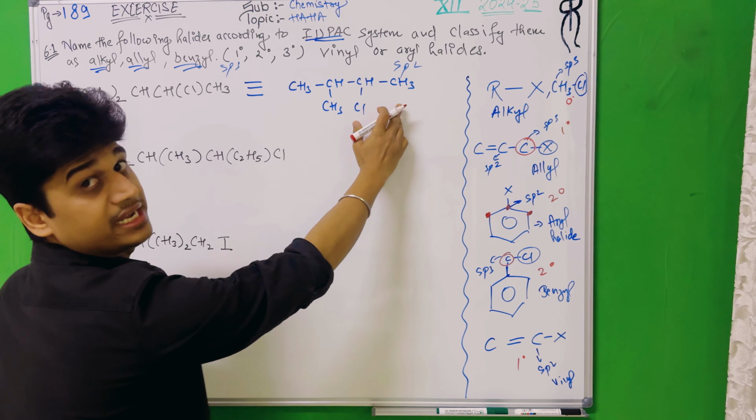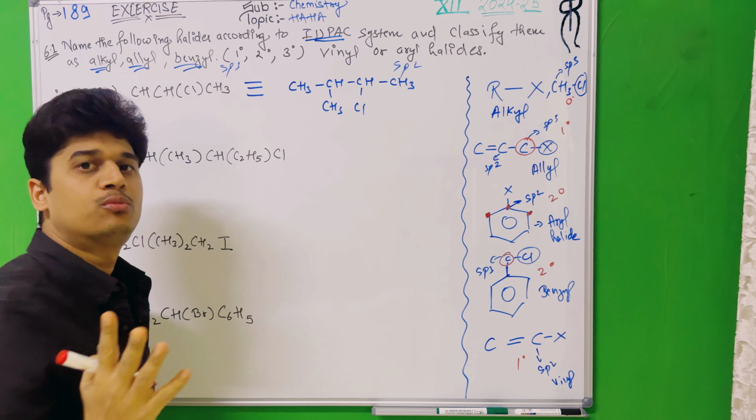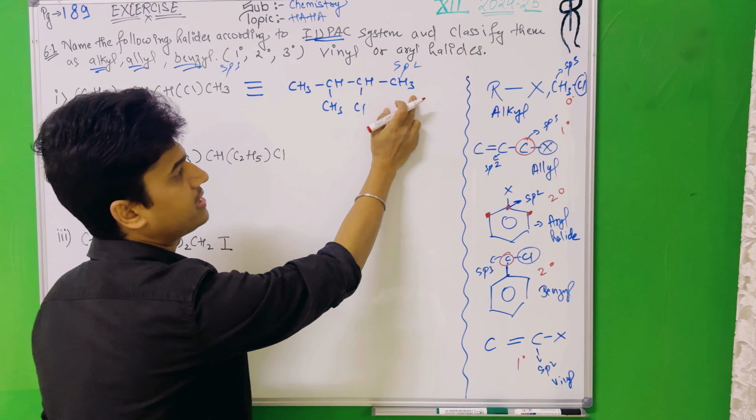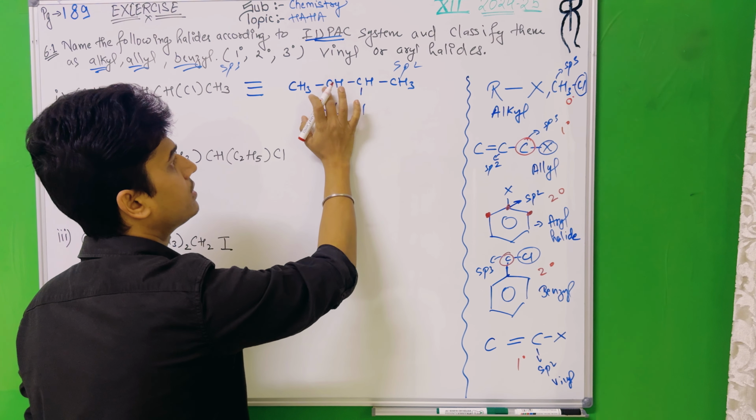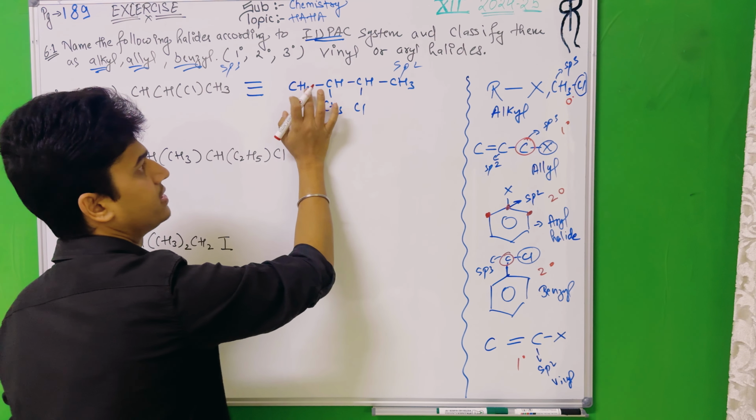Okay, check that all carbons are having the 4 bonds or not. This carbon has 3 with hydrogen, 1 here, so 4 over. This carbon 1, 2, 3 and 1 with hydrogen, 4 over. 1, 2, 3 and 1 hydrogen, 4 over. This 3, 1 and 1, 4 over.